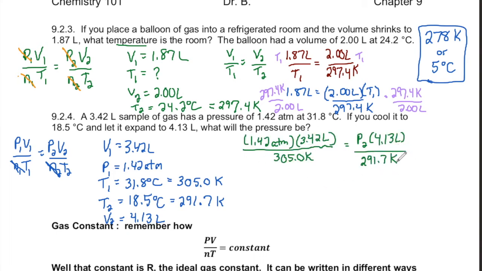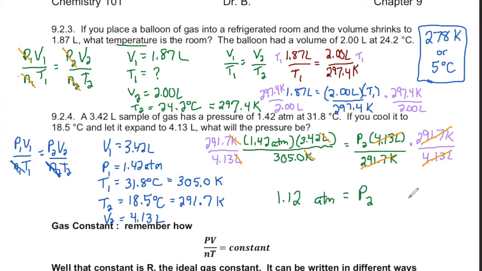When I insert all of the numbers into the equation, it looks like this. Then to get P2 alone, I'm going to have to multiply it by 291.7 Kelvin and divide by 4.13 liters. On this side, that gives me P2 alone. And on this side, it just cancels some units. The kelvins cancel and the liters cancel, and I will end up with atmospheres, which would be an appropriate unit for the pressure. I'm coming out with 1.12 atmospheres as the pressure.